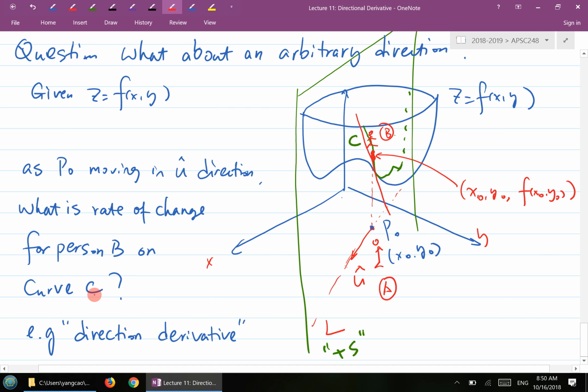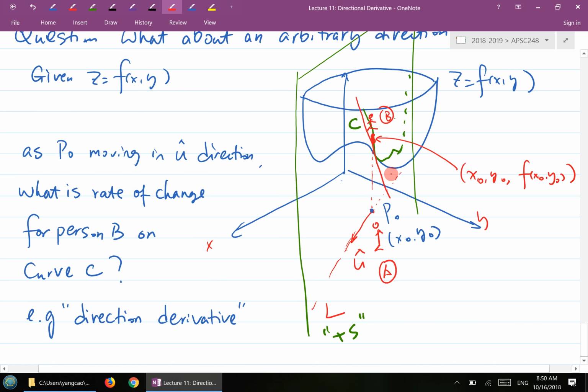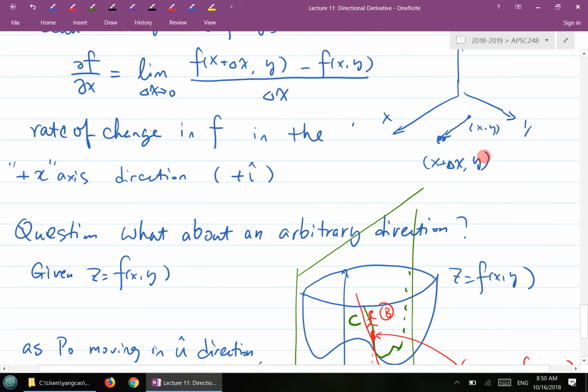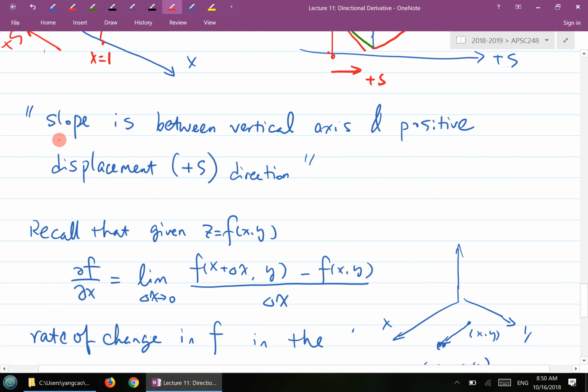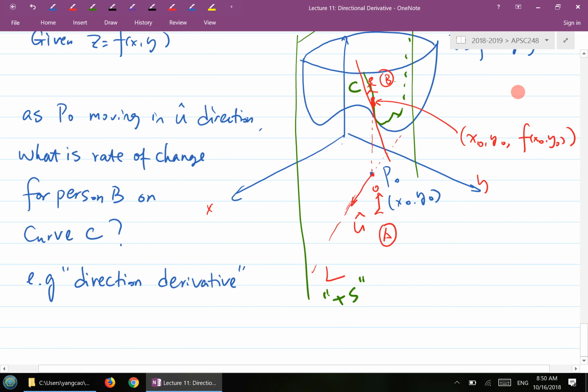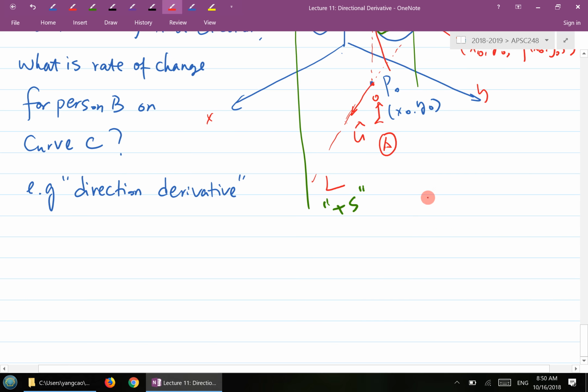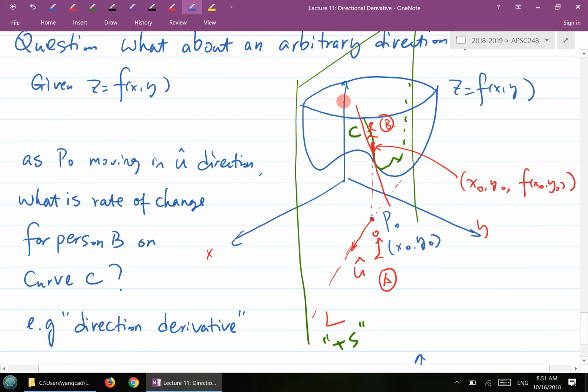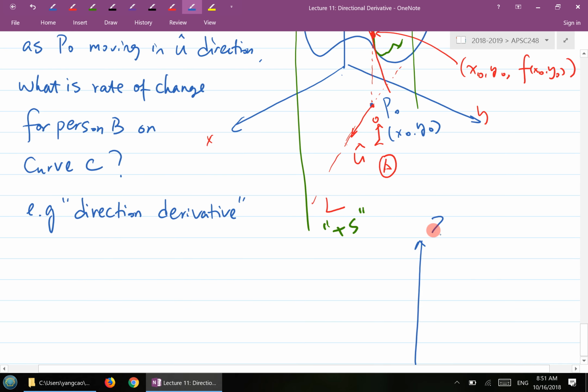For this particular case, if I use my layman's language here, slope is between a vertical axis and the positive displacement direction. So if I go back to this specific situation right here, what is the positive vertical axis in this case? Should use the green one here. In this case, what's my positive vertical axis? The Z, right? The Z here.